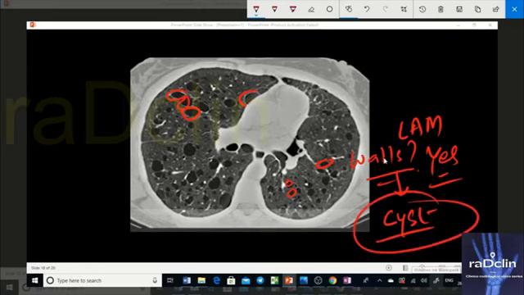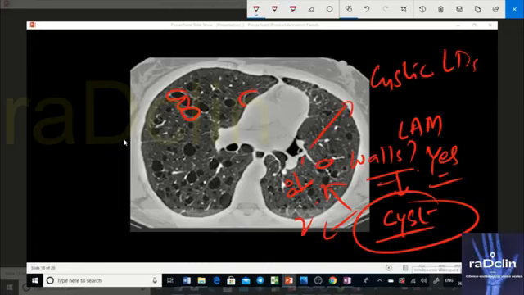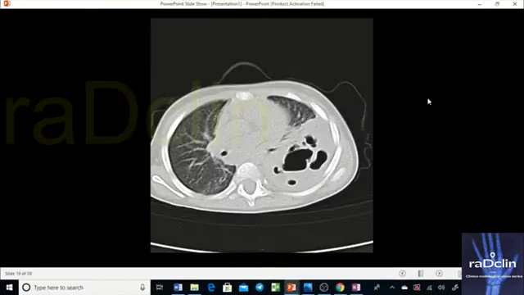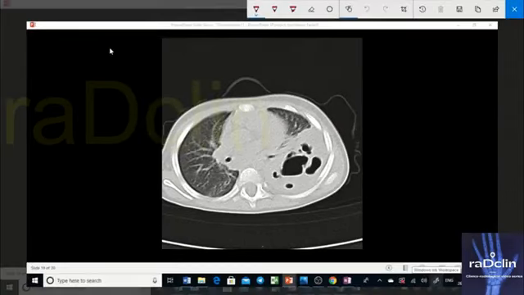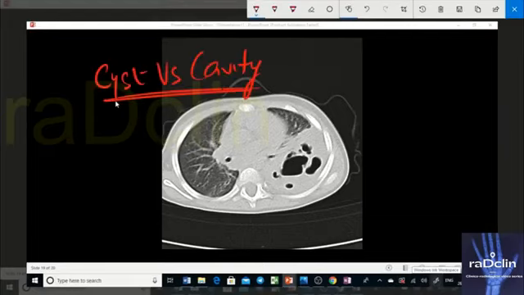Now the only thing is whether these cysts are primary or secondary. If they are primary, they go into cystic lung diseases only. And if they are secondary, we will have other findings as well which are causing the cyst to form. So this was cyst. Now this is one thing that I did not discuss. You have something called cyst and you have something called cavity. So cyst versus cavity, what is the difference? Why? Because both of them have air, they are air containing.